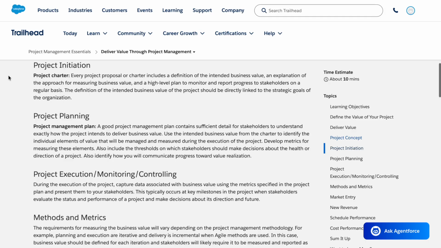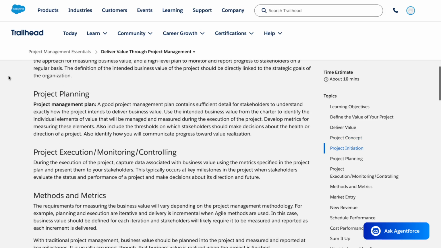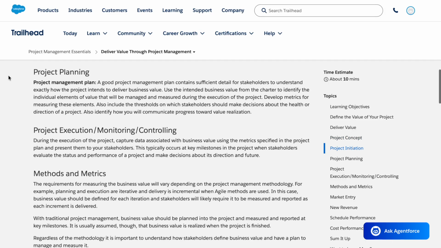Project initiation. Project charter. Every project proposal or charter includes a definition of the intended business value, an explanation of the approach for measuring business value, and a high-level plan to monitor and report progress to stakeholders on a regular basis. The definition of the intended business value of the project should be directly linked to the strategic goals of the organization.